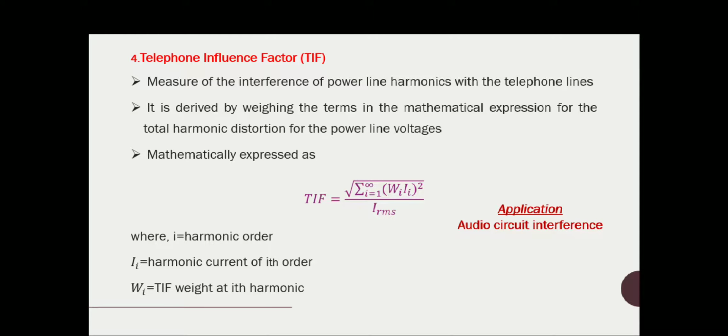The total telephone influence factor, or TIF, is equal to the square root of the sum from i equals 1 to infinity of (Wi times Ii) whole squared, divided by Irms, where i is the harmonic order, Ii is the harmonic current of the ith order, and Wi is the corresponding weight of the ith order harmonic. So that is the telephone influence factor. The main application is in audio circuit interference.